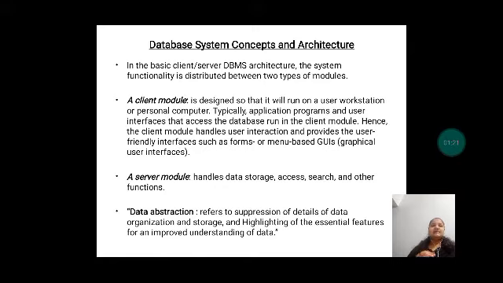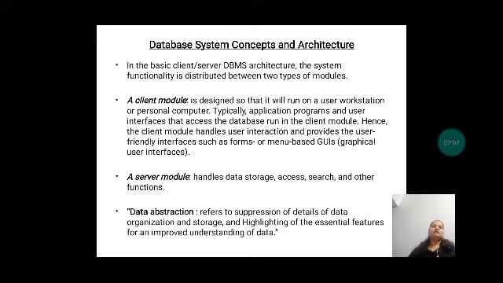So in the basic client server DBMS architecture, the system functionality is distributed between two types of modules. Those two modules are the first one, the client module, and the second, the server module. In the basic client server architecture of DBMS, the functionality of the system is distributed between the two types of modules, the client module and the server module.